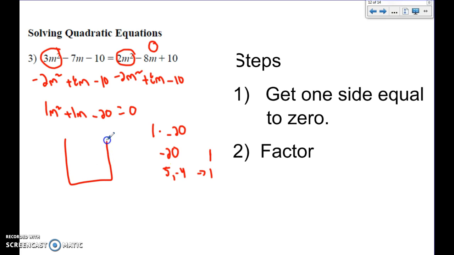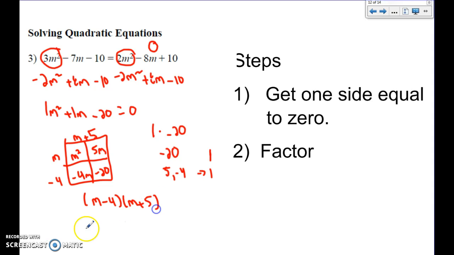So we'll make our little box. I'm going to put m squared minus 20, or whatever method you guys use to factor. And then we'll factor out the greatest common factor. Right here it's m. Between those two it's m. Between those two it's +5, and then between those two is negative 4. So it looks like my factored form is m minus 4 and then m plus 5.